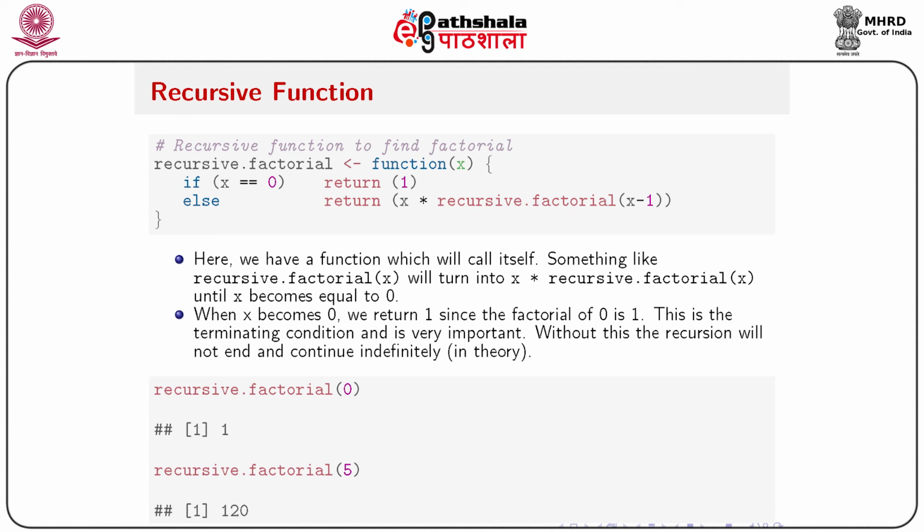Here we have a function which will call itself, and it will turn into x into recursive factorial x until x becomes equal to 0. When x becomes 0, we return 1, since the factorial of 0 is 1. This is the terminating condition and is very important. Without this, the recursion will not end and will continue infinitely, you should remember. So if I just pass 0 within recursive dot factorial, it would be 1, and if you pass 5, it would be 120.